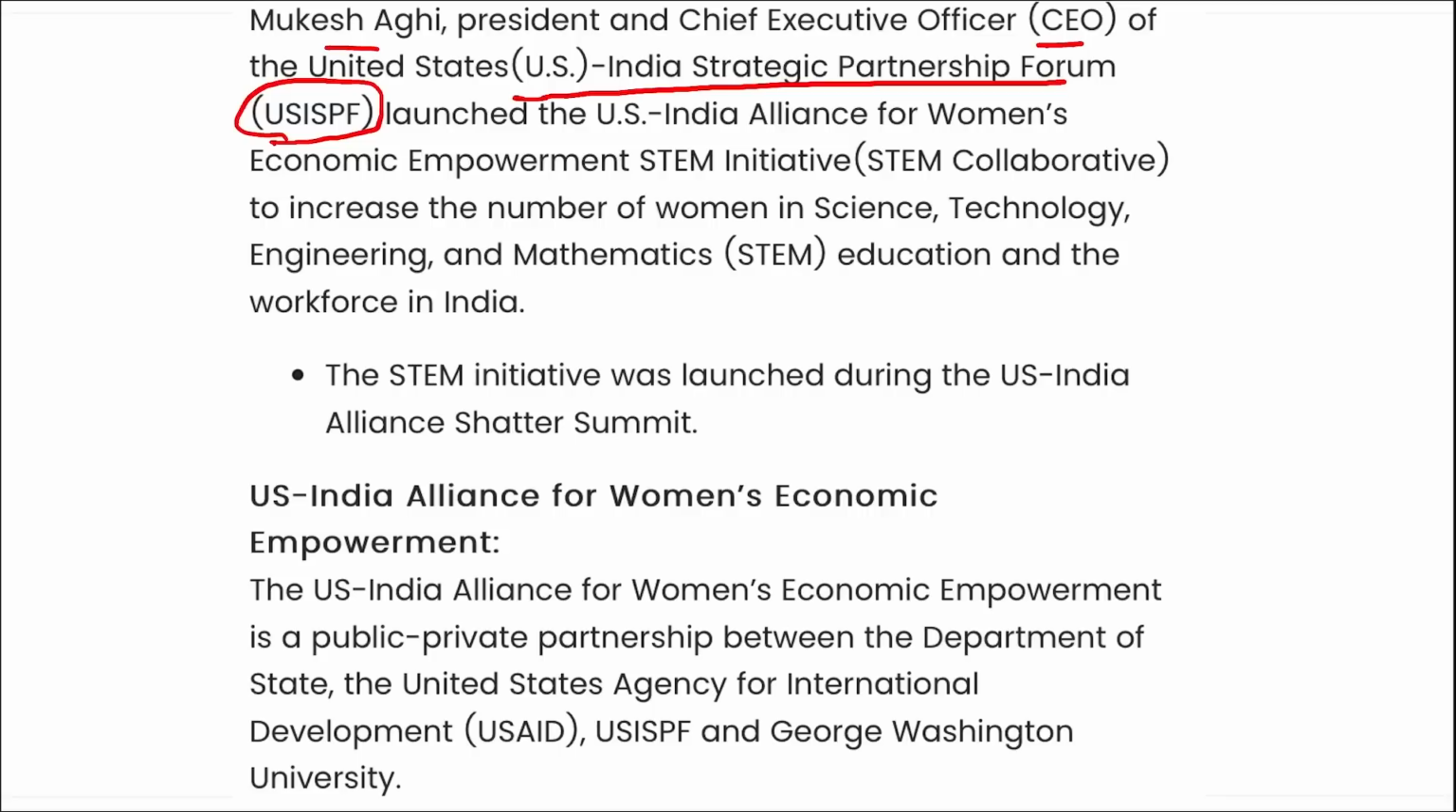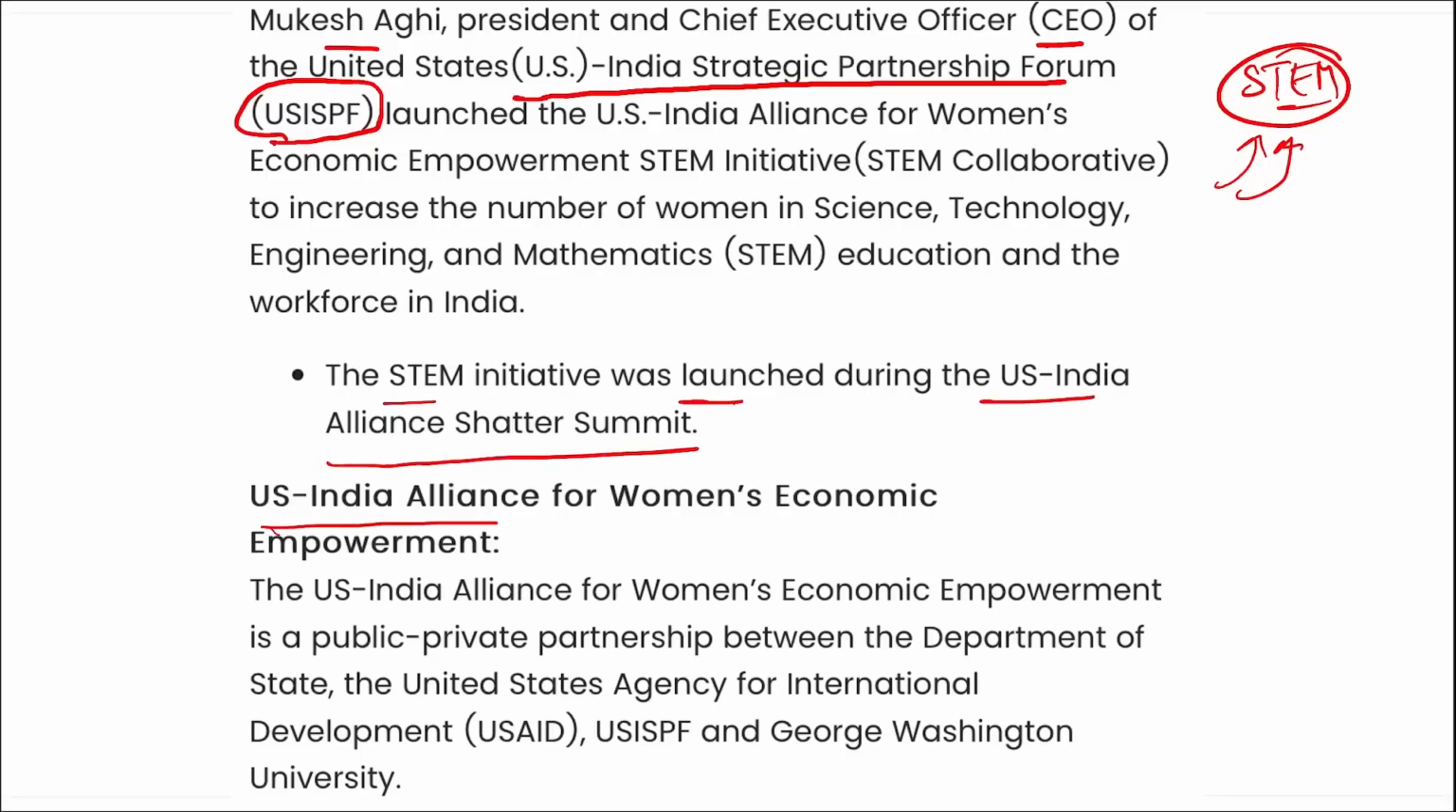In that initiative, they will be encouraging women across India so that they can also contribute to the workforce of India, be a part of science, technology, engineering and mathematics, and choose their career in these respective fields, so that they can also help the Indian workforce grow. Also indirectly they will be helping India grow. The STEM initiative was launched during the US India Alliance Summit.